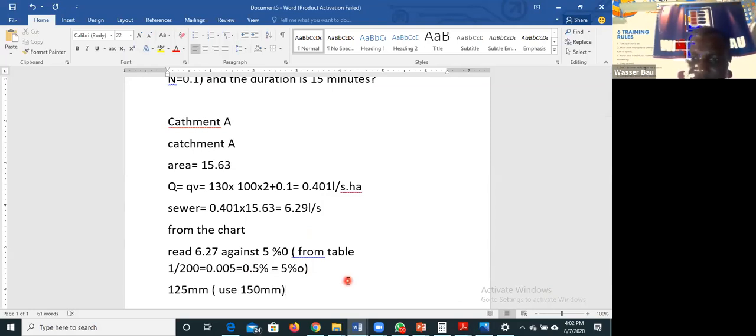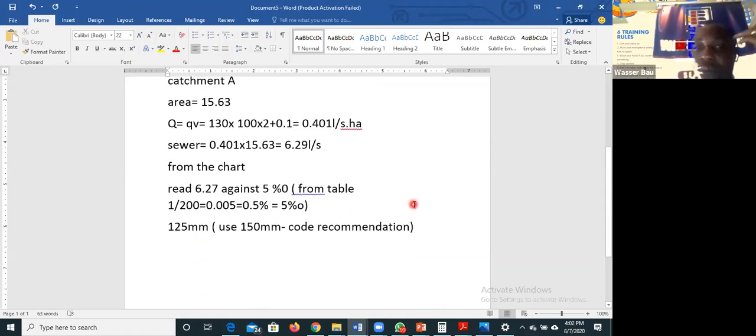Why? Code recommendation. The code recommended that you must use a minimum of 150 mm pipe, which is 6 inches pipe, for your sewer network. If you see anybody using 4 inches pipe, it is wrong. You can use that for your house, inside your compound. But once it's on the street, the standard says the minimum standard is 150. So even if I got 125, I'll put it down, but I know that I'm using 150 mm. So the next thing now, let's do catchment B.